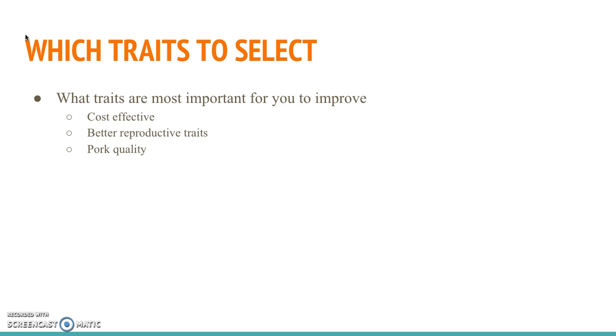After determining your purpose, you really need to decide which traits you're going to improve based on which ones are most important. Again, cost is normally the most important trait that we're looking for to improve, because we really do want the consumer to be able to afford it based on what they can pay for it. Also, having better reproductive traits is very important, as well as pork quality, again, so the consumer is satisfied with what they're paying for and the product they're receiving.